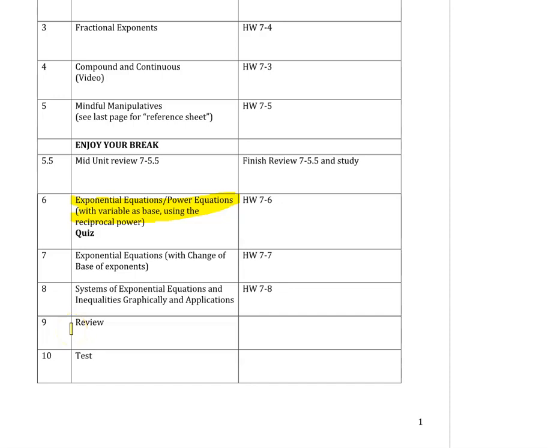Hello, welcome to the Unit 7 video on Day 6 notes, which is solving power equations, where the variable's in the base and we're using reciprocal powers to solve. This is going to be a pretty quick video, just talking through a few of the examples so that you get an idea of how to fill out the rest of the notes and ultimately what we're doing.